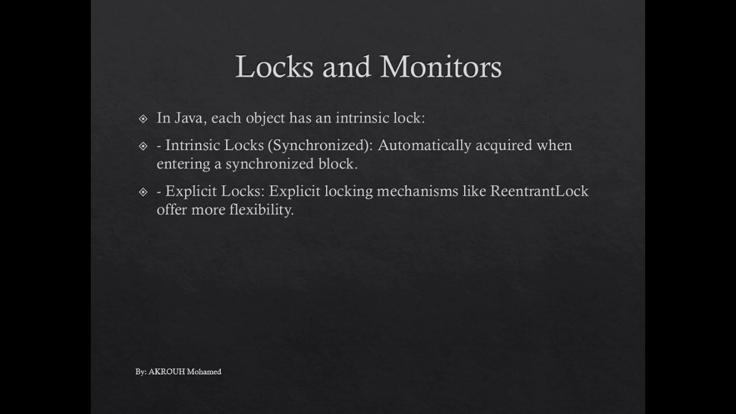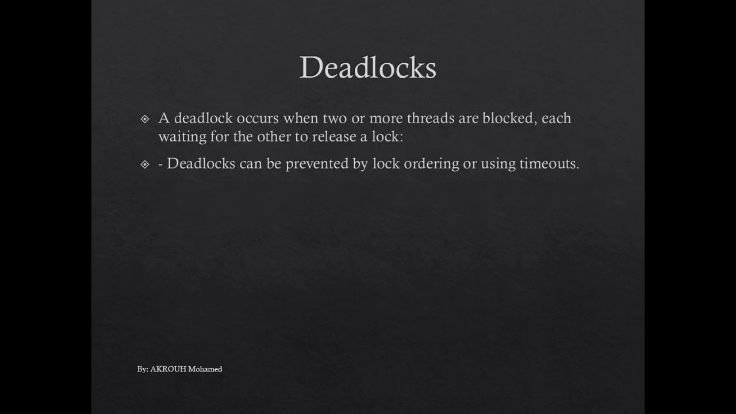Explicit locks, such as Lock and ReentrantLock, offer more flexibility. These locks need to be manually acquired and released, giving developers finer control over synchronization. However, synchronization can lead to a serious issue called deadlocks. A deadlock occurs when two or more threads are blocked forever, each waiting for the other to release a lock.